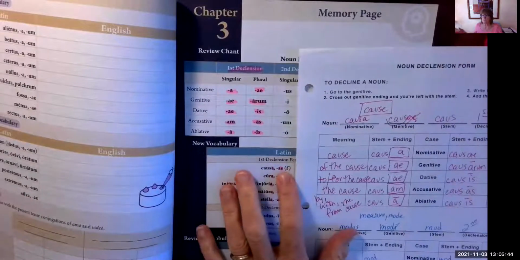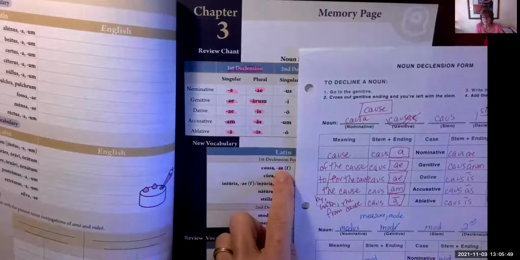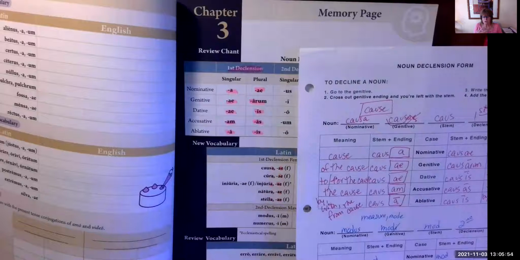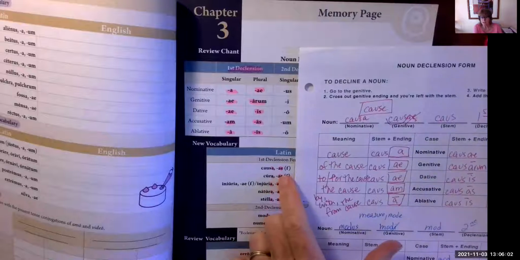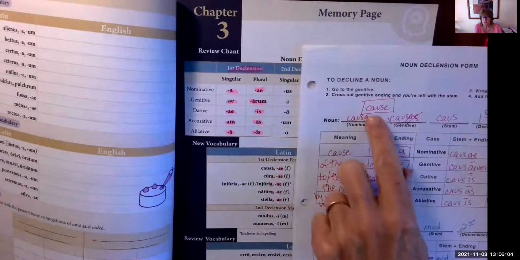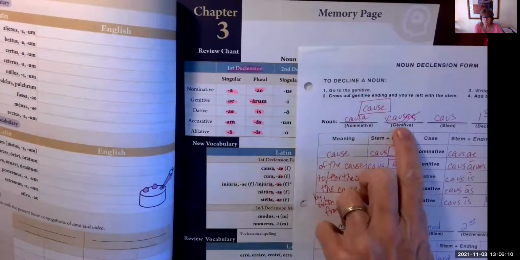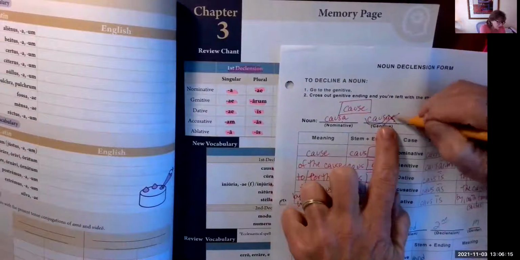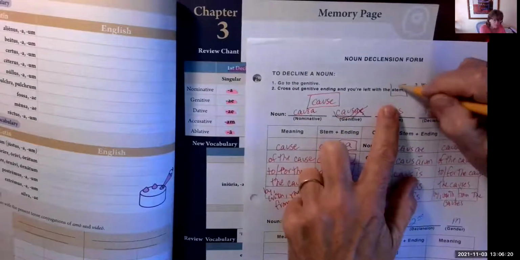As you progress in the book, you see the pattern, and they just put the ending. But when you first begin in Latin, they write out the entire stem. I appreciate that because if the child hasn't learned the pattern, they're wondering, what does that AE mean? And so I like it written out. So anyways, I declined this. I put the nominative and the genitive there. It says go to the genitive. That's the second one. Cross out the genitive ending. So that would be the AE, just cross it out. And you are left with the stem.